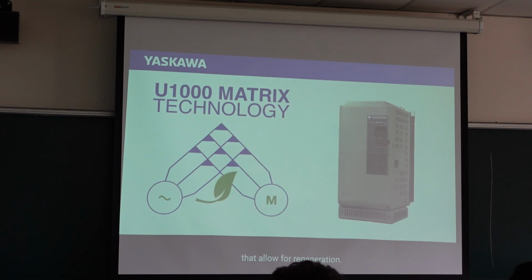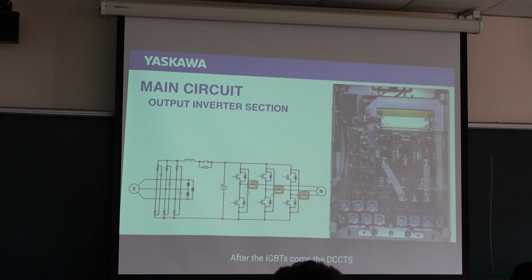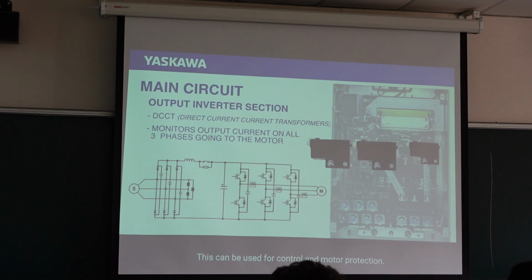Topologies that allow for regeneration. After the IGBTs come the DCCTs, or direct current to current transformers. The DCCTs monitor output current on all three phases of the motor. The current can be used for control and motor protection.